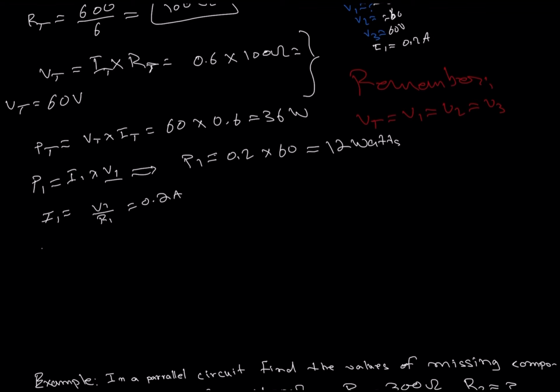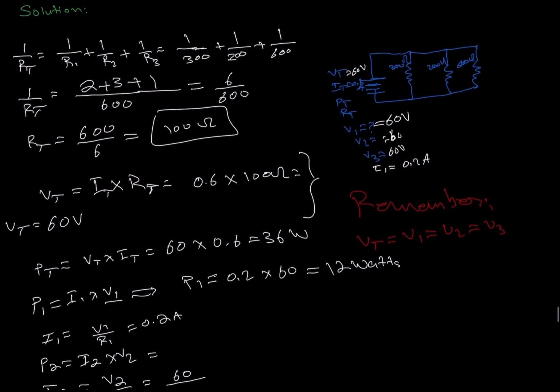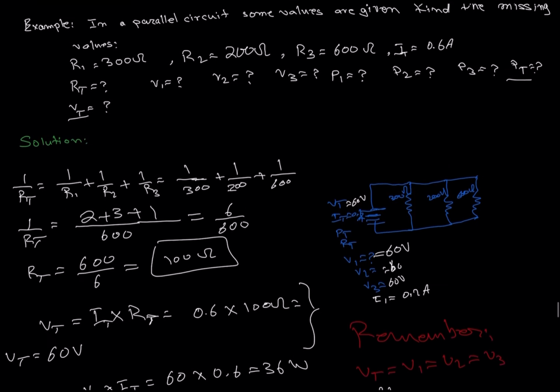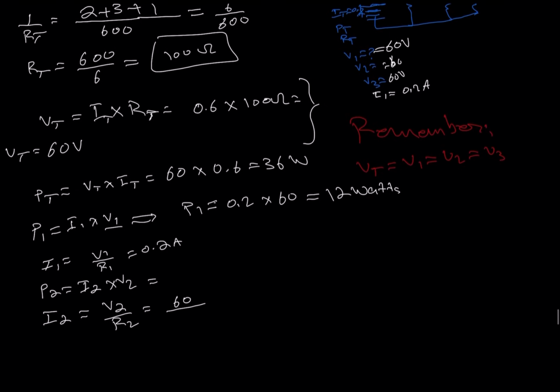Now let's find P2. Before we find P2, we have to find I2 also. I2 is equal to V2 over R2. V2 is 60 volt and R2 is 200.